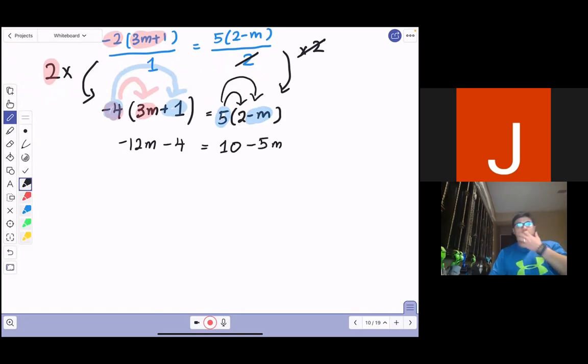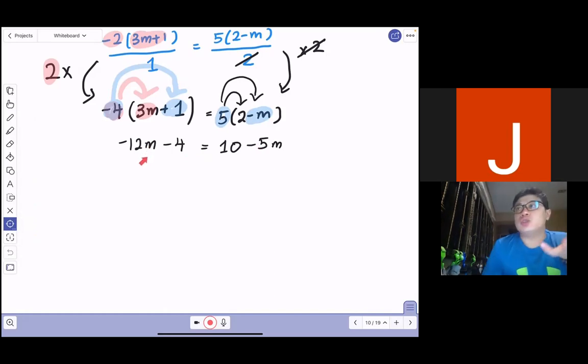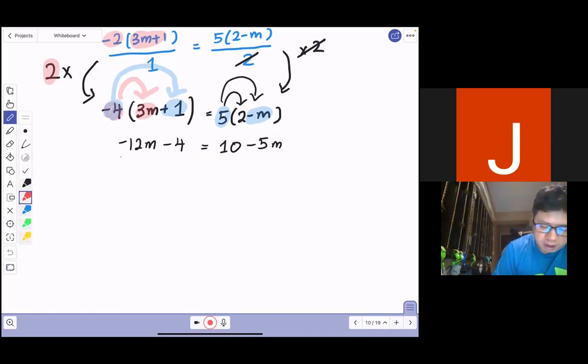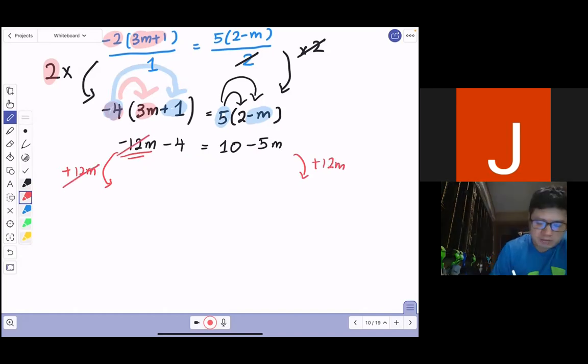So from here again, we want to probably bring negative 12m and negative 5m. Negative 12m will be smaller. So usually my personal take is to bring the smaller guy to the bigger guy. Okay, so to reverse this negative 12m, what I want to do is to add 12m on both sides. Okay, so a negative 12 and a positive 12, they cancel out to give you 0. So on the left hand side, I'm left with a negative 4. On the right hand side, negative 5m plus 12m, that will give you a positive 7m.